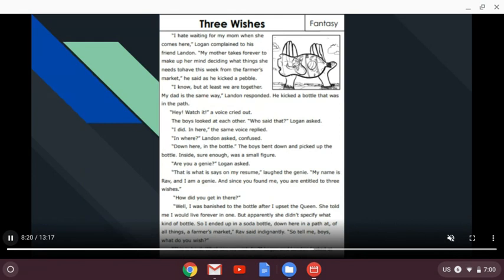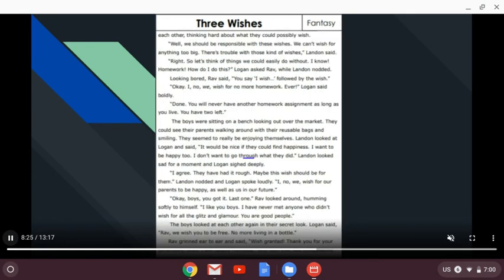"This is hard. What can we wish for?" Logan and Landon looked at each other, thinking hard about what they could wish for. "Well, we should be responsible with these wishes."